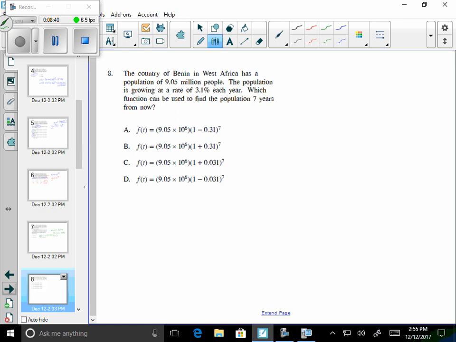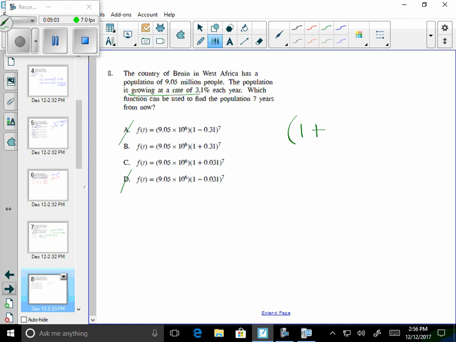For number 8, the population in West Africa has been 9.05 million people. The population is growing at a rate. So we know our parentheses has to be 1 plus. So right there, choice A and choice D are out. Which function can be used to find the population after 7 years from now?